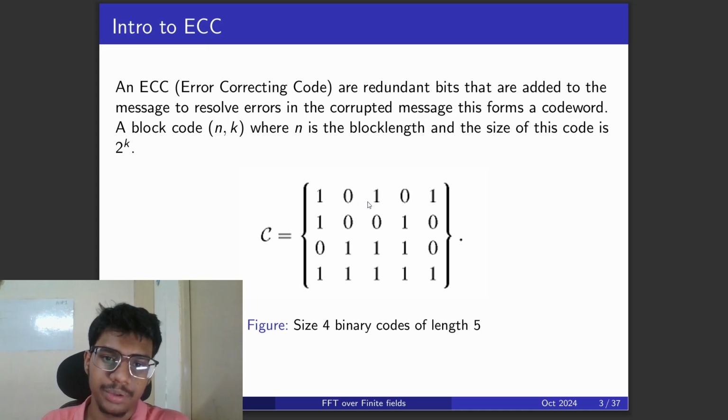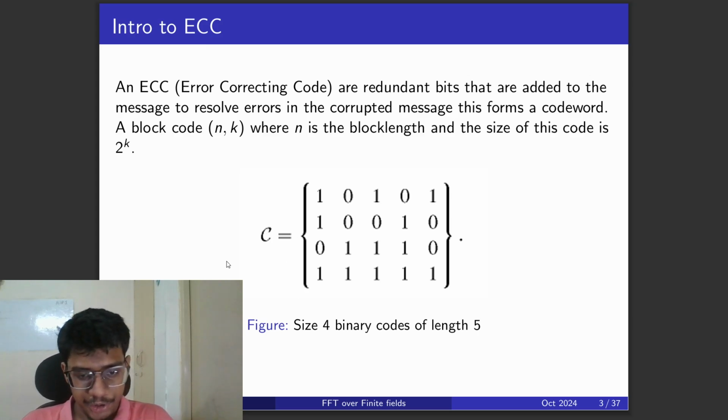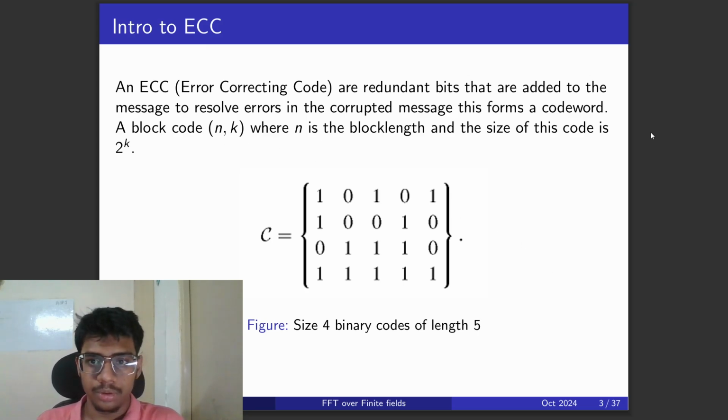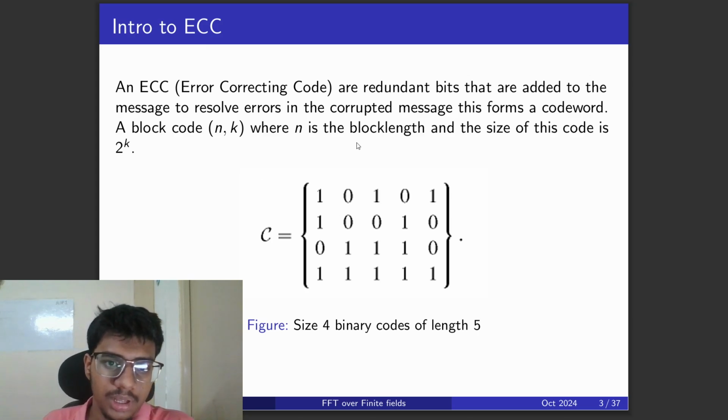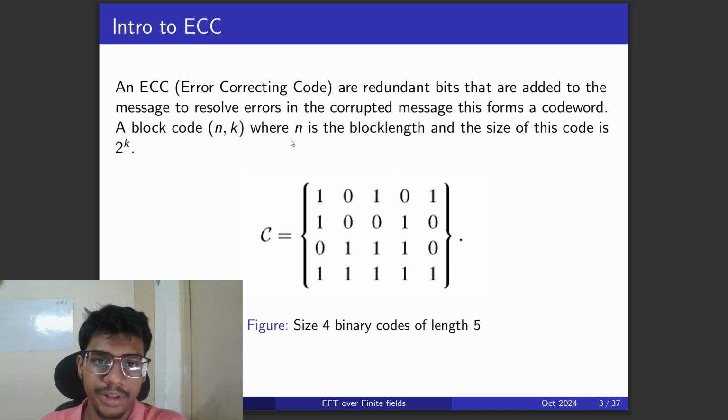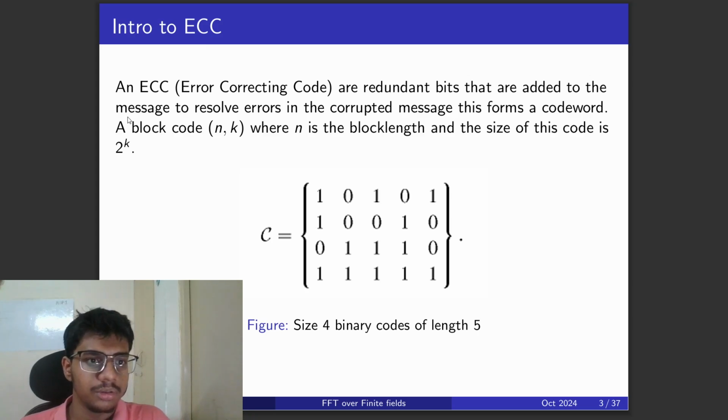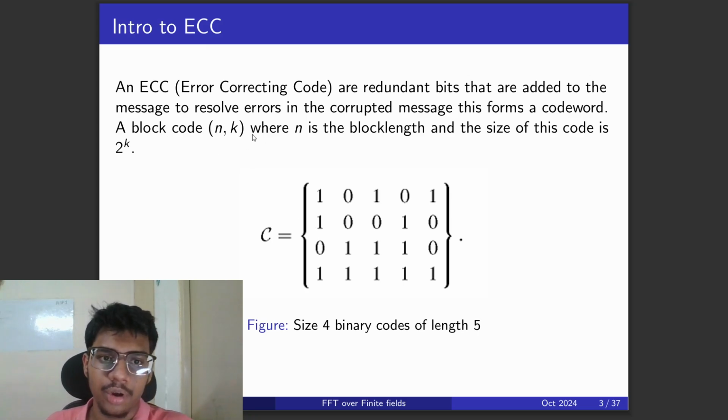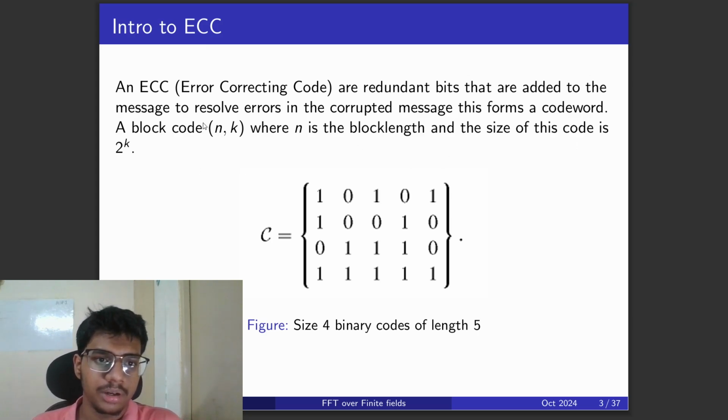Supposedly this is a message 1010. This is our message, and this one is a redundant bit. So this is used to solve errors in this message. So we have four messages here, one, two, three, four. Each is assigned 0001. So in binary, we are talking about binary codes. So automatically the size of our code becomes 2 to the power of 2, which is 4. And the block length of this code is 5. So a block code is represented as n comma k, where n is the block length and k is used to compute the size of the code.